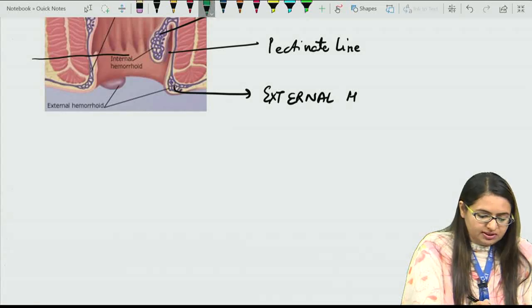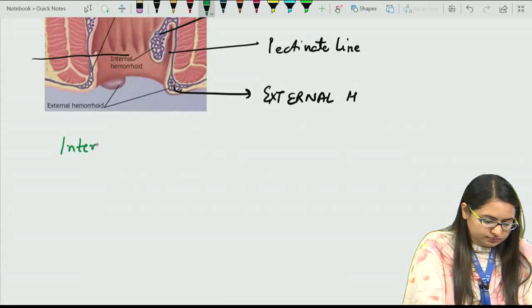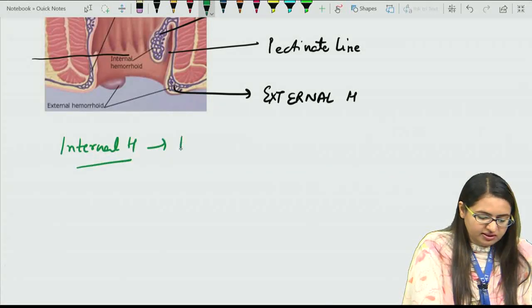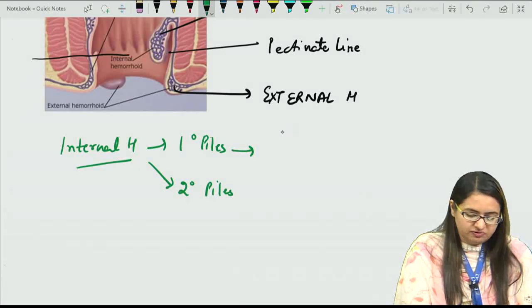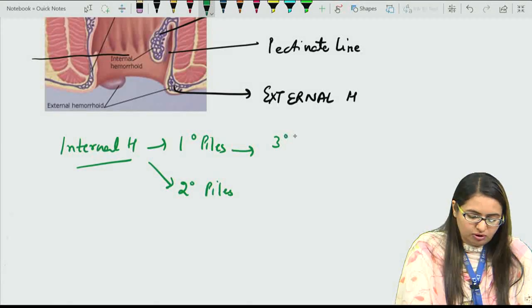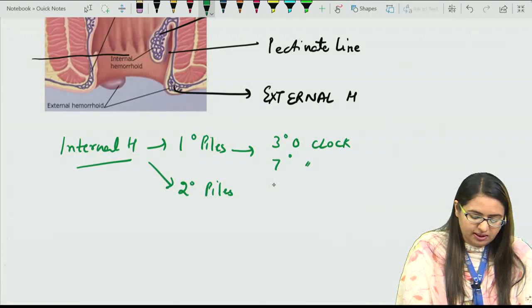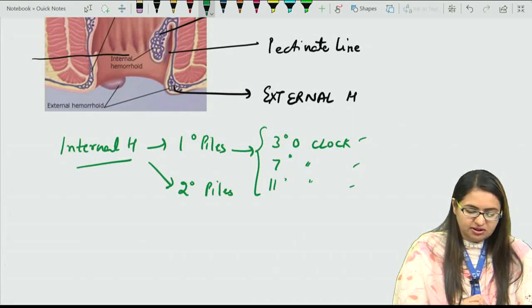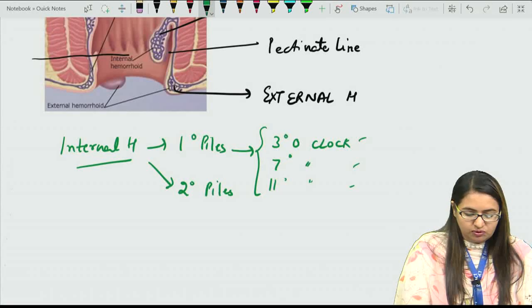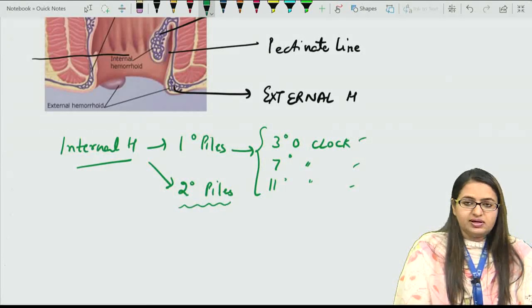Now for the internal hemorrhoids, we divide it into primary piles and the secondary piles. For the primary piles, there are three positions which are specific for the primary piles, which are 3 o'clock position, then we have 7 o'clock position and 11 o'clock position. Any piles which is present at these positions, they are termed as primary piles, and if the location is other than these positions, then we consider them in the secondary piles.